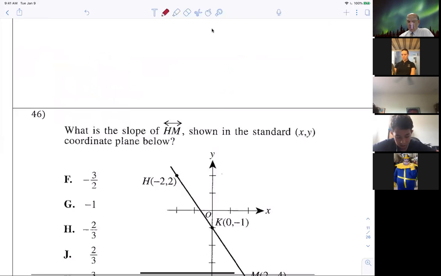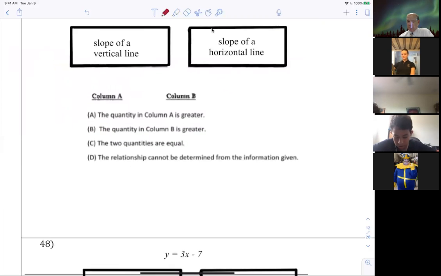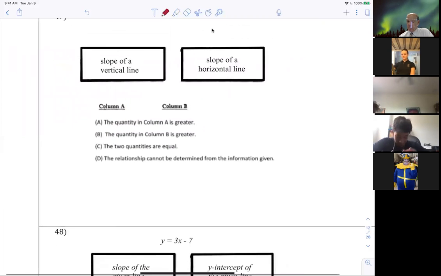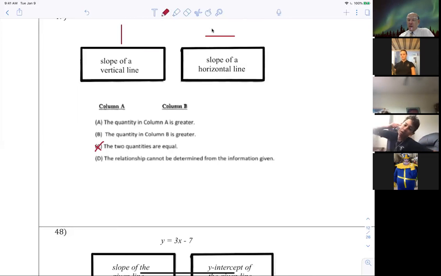All right, let's skip down to 47. Which one has a greater slope? The slope of a vertical line or the slope of a horizontal line? It's kind of a tricky question. Well, definitely not. Two quantities are equal. Because if we look at a vertical line as this, and a horizontal line looks like this. Do you agree? What do you think, Reed? A. Yeah, I have to agree with you.